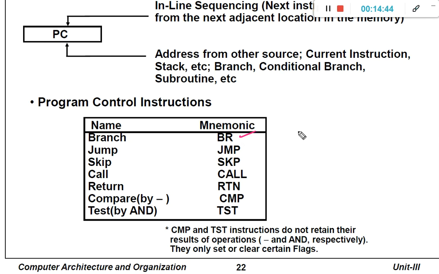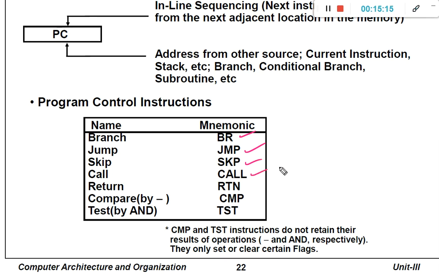Unconditional branching is going to transfer the control directly from one specific location to another location. So jump will also do the same logic. It is also going to transfer the control from one location to another location. Skip is going to skip the current instruction and then transfer the control to the next instruction. The next instruction will not be carried out, it will be skipped.